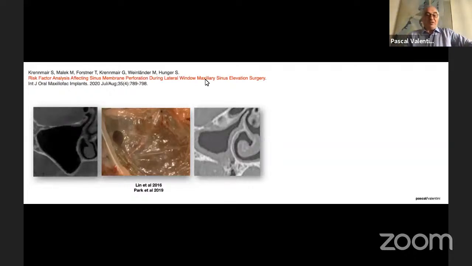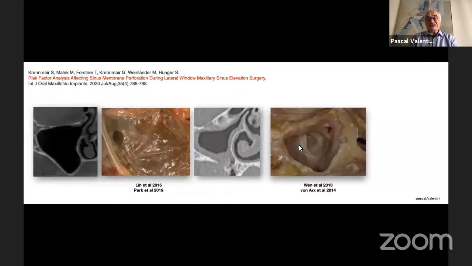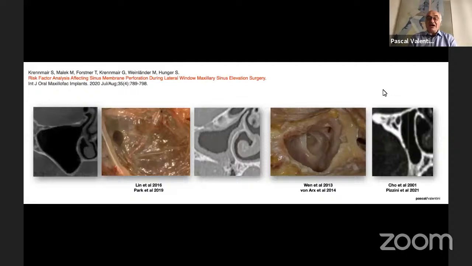Why do we have perforations? The first parameter, which is a risk factor for perforation, is the membrane thickness. We will discuss this issue a little bit later. Or in case we have a very complex internal anatomy with septa in different directions, with different sizes and many septa. And another reason why we can have this complication is a specific anatomy for the sinus, especially when we have very narrow sinuses.